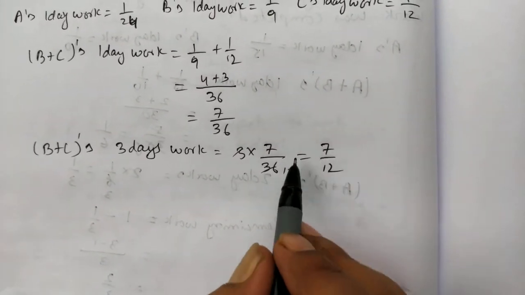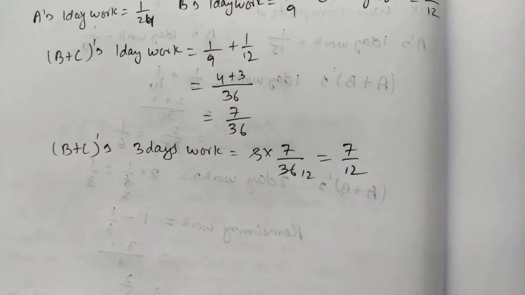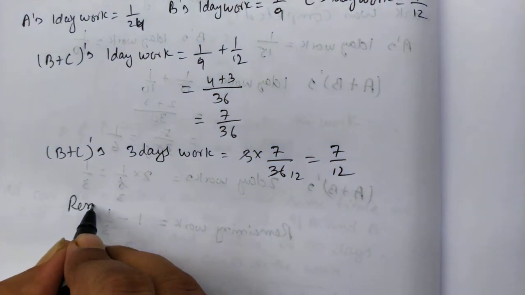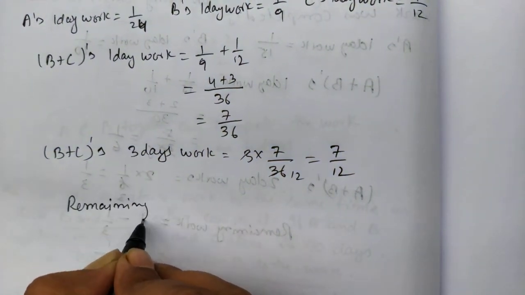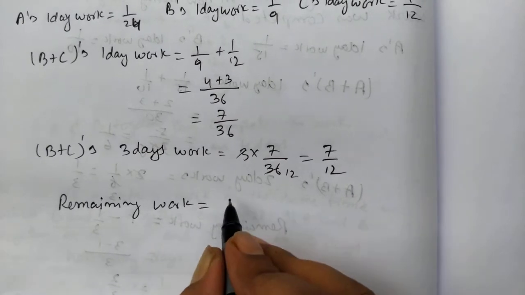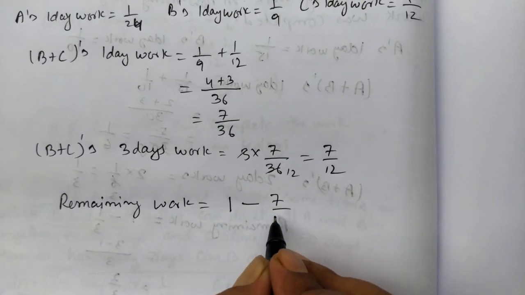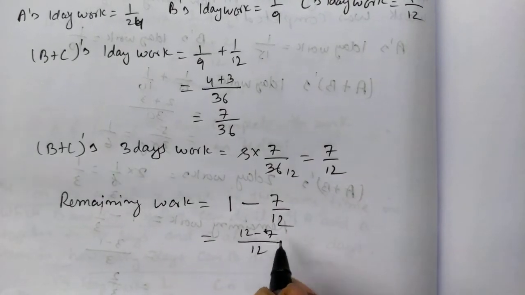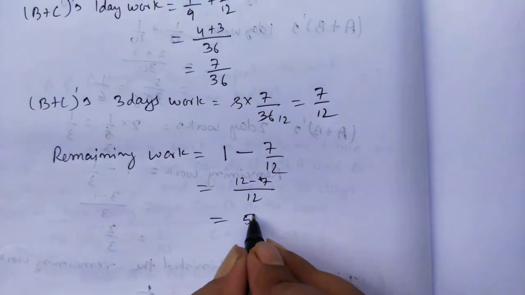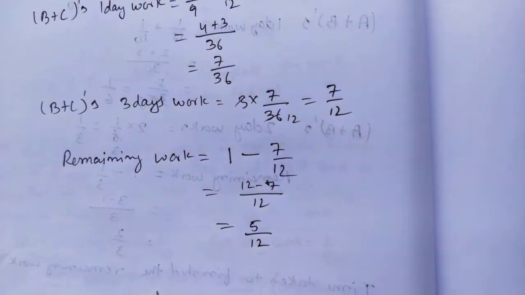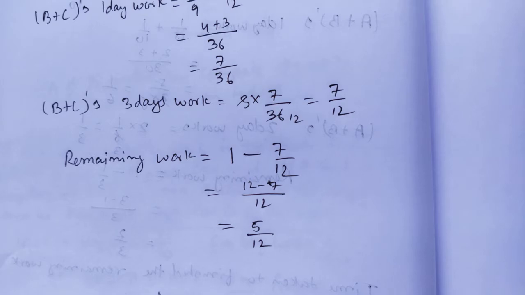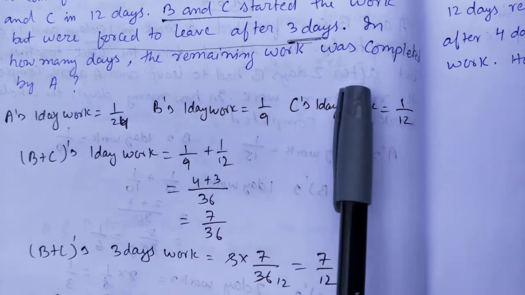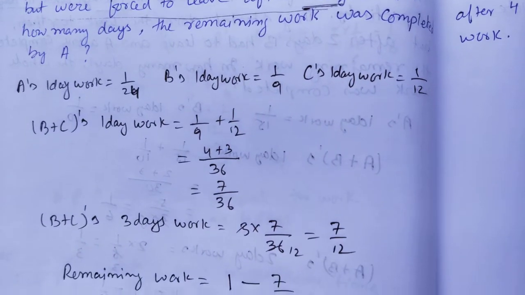So this much part of work is done. How much work is remaining? They are doing only one work, so we have to subtract from 1. 5/12 part of the work is remaining. And the remaining work, who is going to complete? In how many days can the remaining work be completed by A? B and C have left.